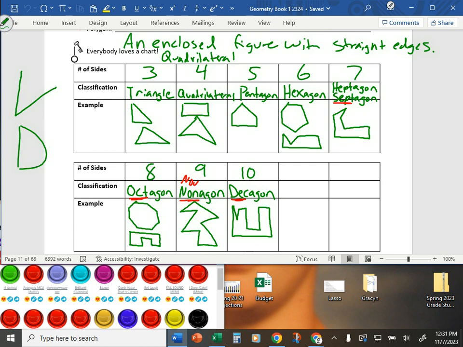We're gonna skip 11, because I don't have enough space for it, and because it's not a very common gon. I honestly don't even know what it's called. But a 12-sided shape, anyone have a name? Dodecagon. It's a 12-sided shape. Let's see, we got 1, 2, 3, 4, 5, 6, 7, 8, 9, 10, 11, 12. Look at that. There's a dodecagon.